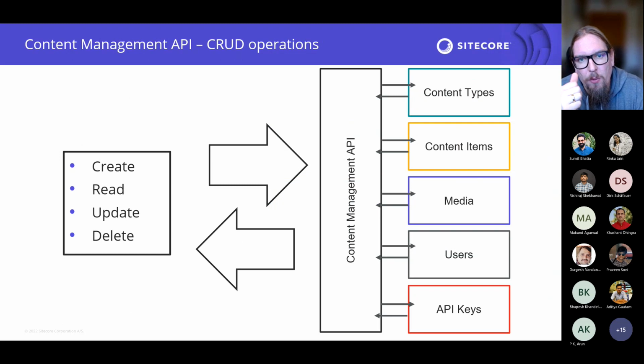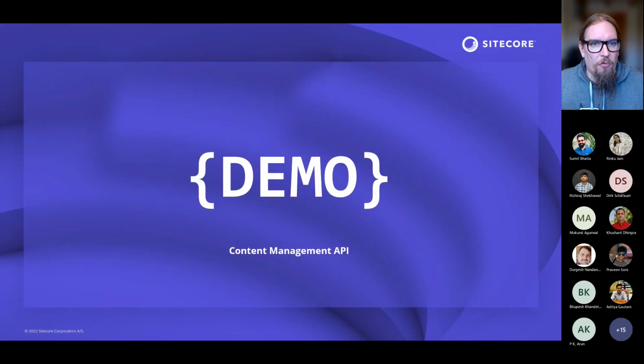The content management API works with all kinds of content types. So you can create, update, delete, and read any kind of content types, content, media items, API keys, and even users that have been logged into Content Hub 1 yet. Right, so let's take a look at the content management API.